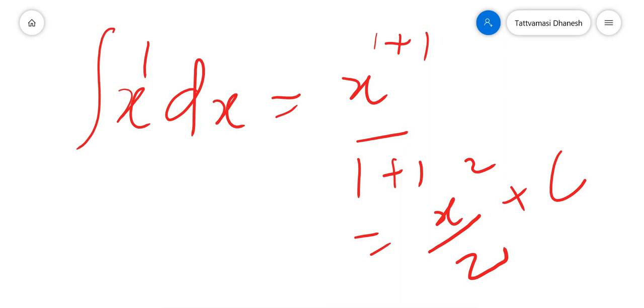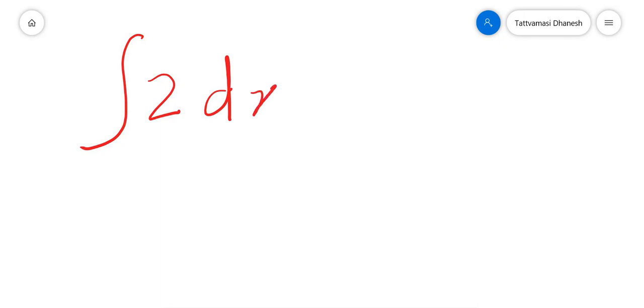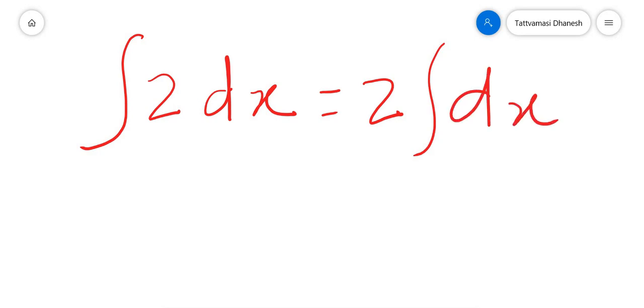Then another thing is, what is the integral of a constant? Very important: the derivative of a constant is 0. Right? What is the integral of a constant? So I am writing it as integral of 2 dx. Then 2 is a constant. I have taken it outside the integral. Then what is the integral of dx? The integral of dx should be x.